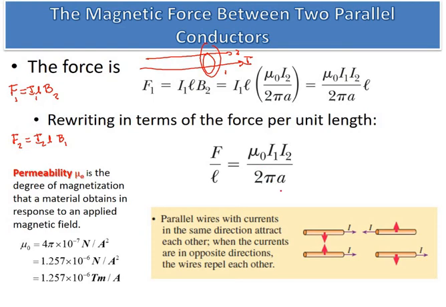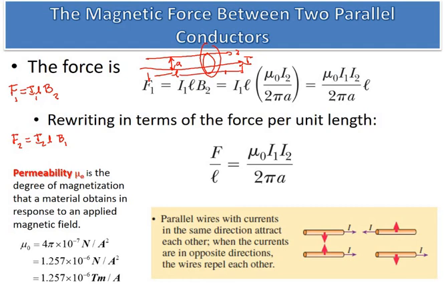Now look here. Most of the time, L is going to be constant. Usually they give you a numerical value like 1, and then you're done. Now you know I is current. I1 is the current that goes through the first wire. I2 is the current that goes through the second wire. A is the distance between these two wires, from here to here. And L is the length of the wire.